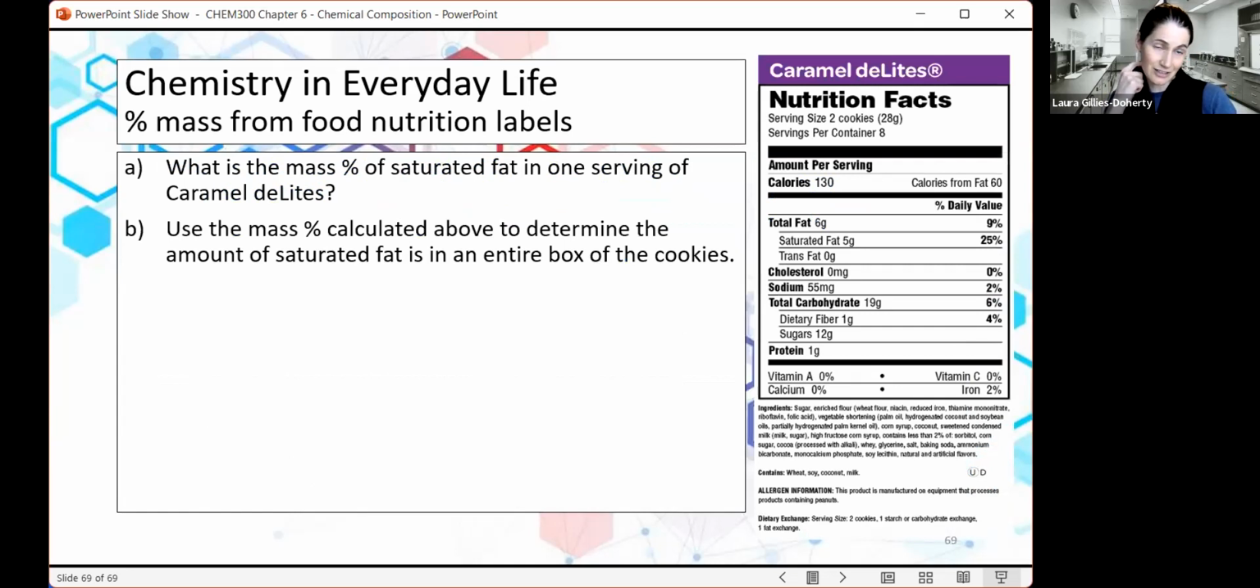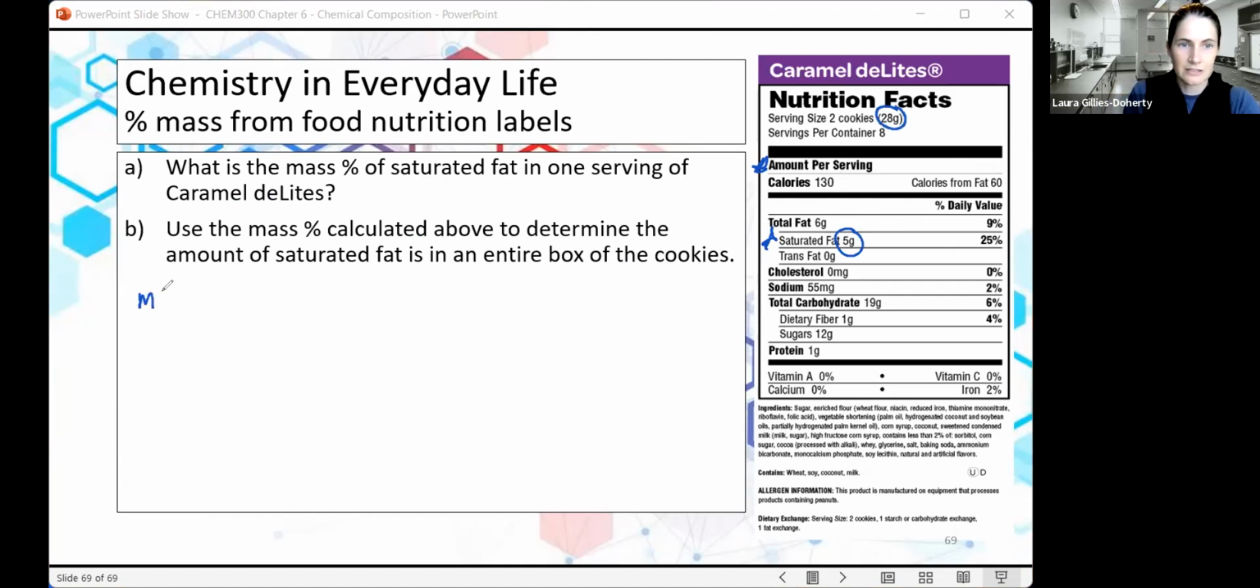So I love cookies. They're probably one of my weakest kind of food things I go for. And I especially love Girl Scout cookies. So these are Caramel Delights, the nutrition label, one of my favorite cookies. So I wanted to look up what's the mass percent of saturated fat in one serving of Caramel Delights. So I checked out the food label. A copy of it is up here. And I looked up saturated fat here. So there's 5 grams of saturated fat per serving. And nutrition labels in the US are always listed amount per serving. So one serving is 2 cookies, which is 28 grams.